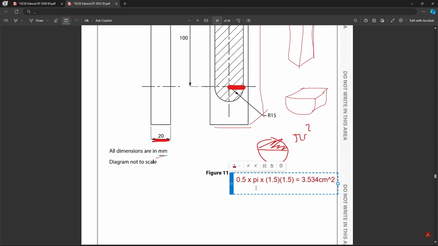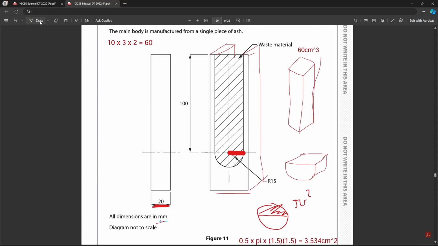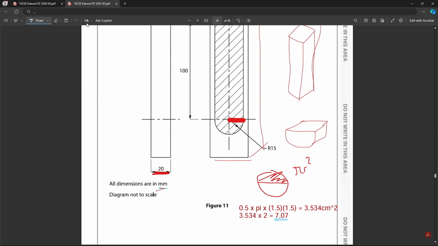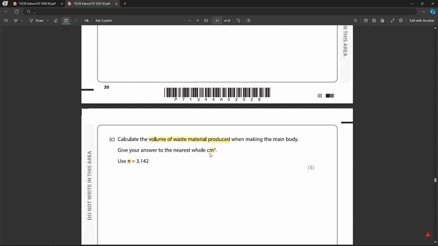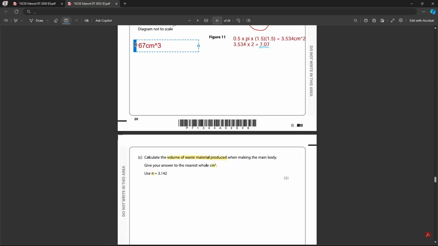Now to get it cubed, we need to find the depth. We know the depth is 20, or 2 centimeters, so 3.534 times 2 equals 7.07 to 2 decimal places. So now we can add up both of these numbers. We can add up our 60 and our 7.07 to give us in total 67.06, and they want it to the nearest whole cm, so 67 centimeters cubed. And that is quite a good 5-mark question actually.